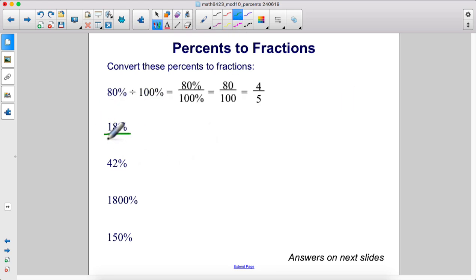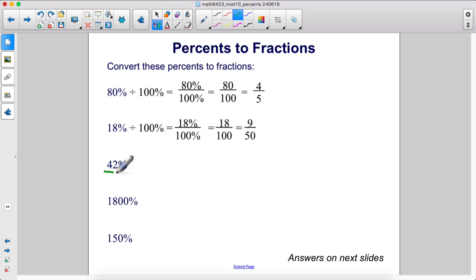18%. All right, just go ahead and divide it by 100%. The percentages cancel. 18/100. So these are both even numbers. So let's go ahead and divide 18 by 2, and we get 9. Divide the bottom by 2, and we get 50. These don't have any common factors, so the answer is 9/50.